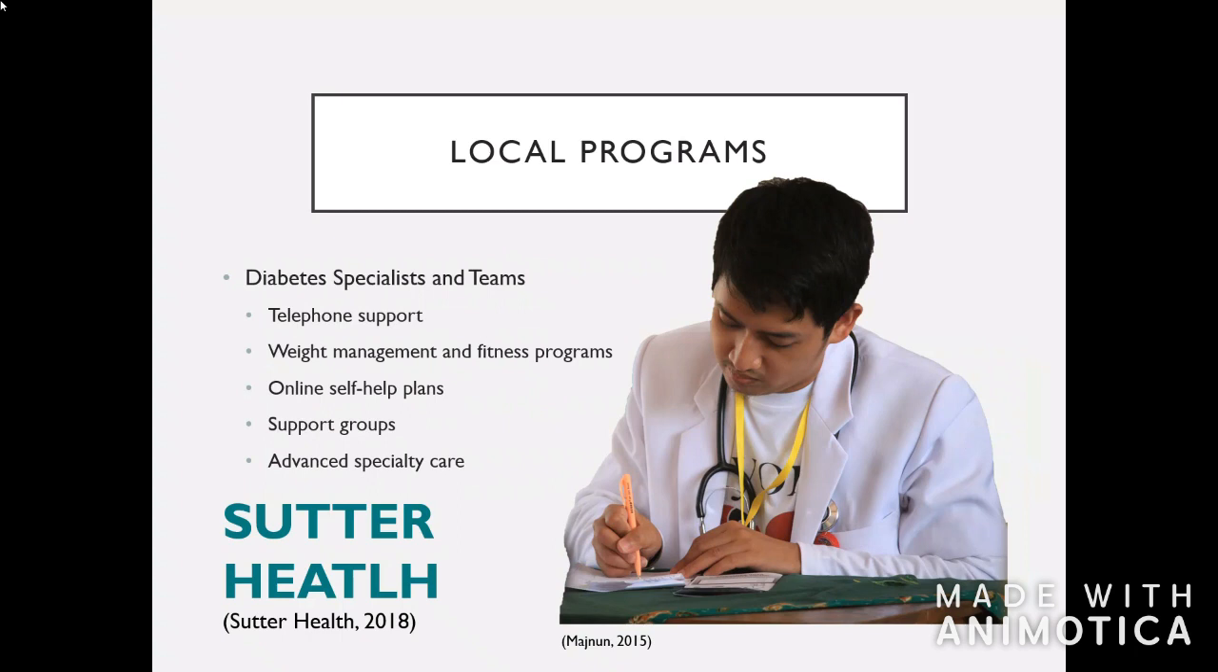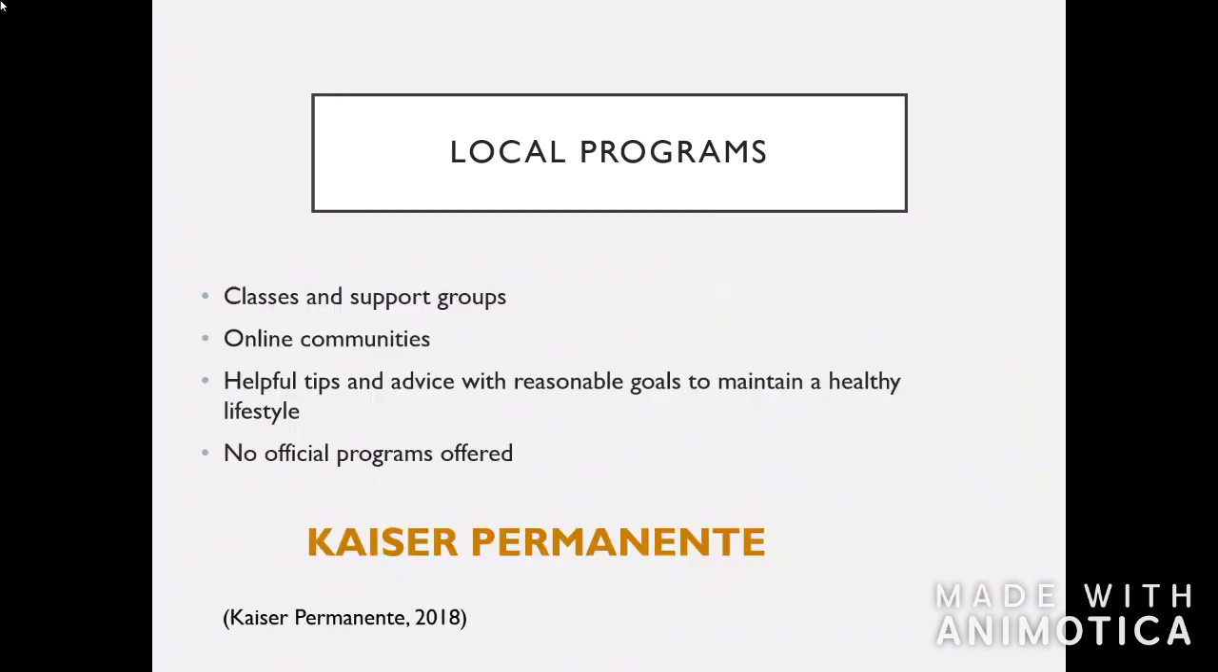They offer telephone support, weight management and fitness programs, online self-help plans, support groups, and advanced specialty cares for those who have extra complications due to their diabetes. At Kaiser Permanente, they have classes and online communities available. However, there are no specific programs offered outside of the treatment they offer within the hospital, although they do provide plenty of information online, so any patient can learn more about their condition and how to improve their outcome.